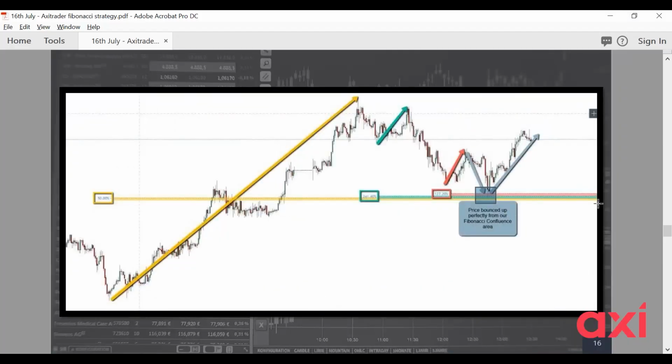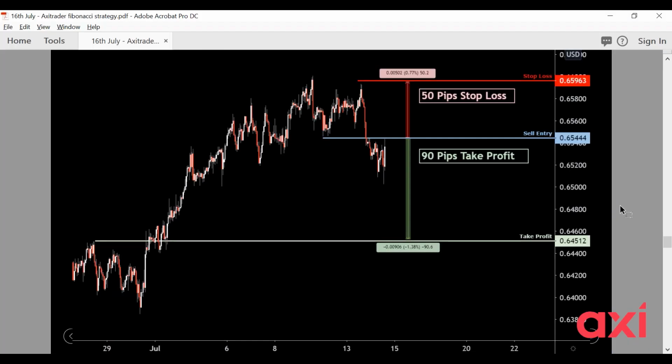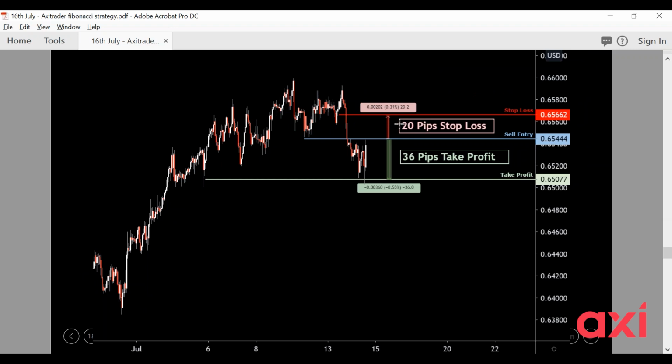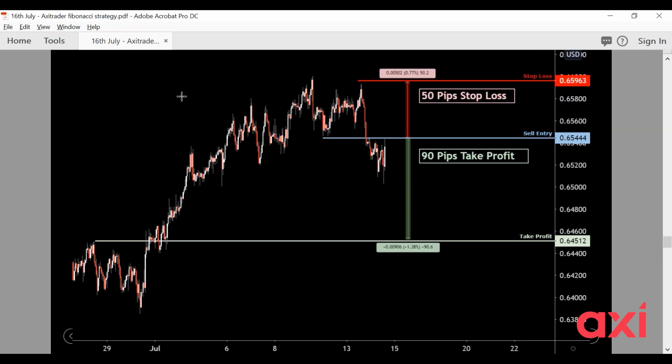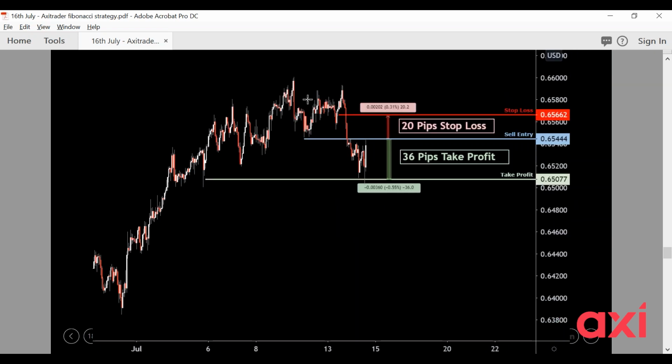Now back to this. Now this is a quiz time for you guys. I have this trading strategy here that has a 50 pip stop loss and a 90 pips take profit. I have another strategy which is a 20 pip stop loss and 36 pip take profit. This is number one, the first one I'm showing you. This is the second one I'm showing you. Which one, number one or number two, will make me more money?